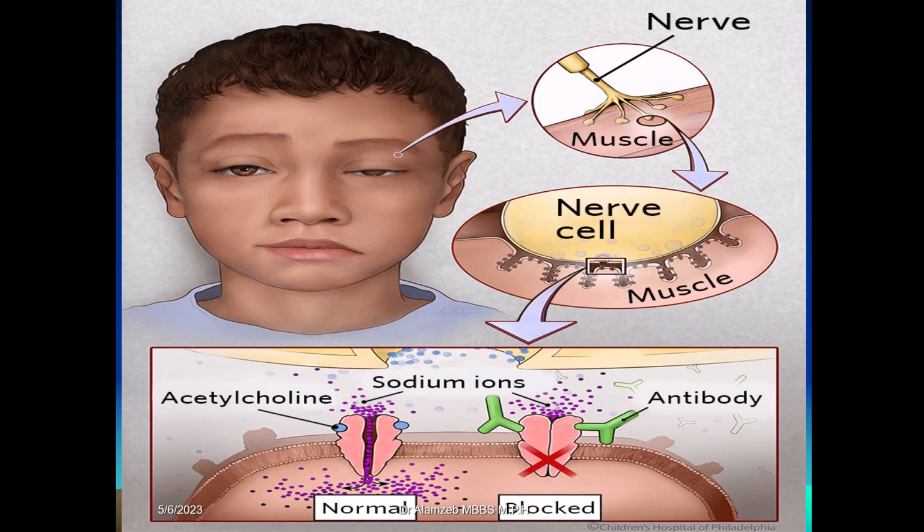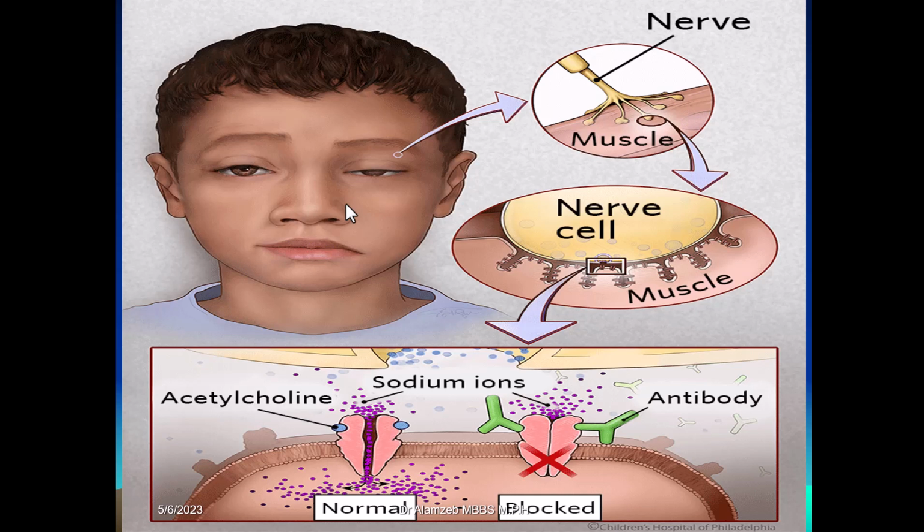This is a patient of myasthenia gravis. Early signs of myasthenia gravis are ptosis of the eyelid, or drooping of the eyelid, and facial muscles. This also occurs in facial palsy, but here other symptoms are also associated. This patient becomes fatigued very easily.